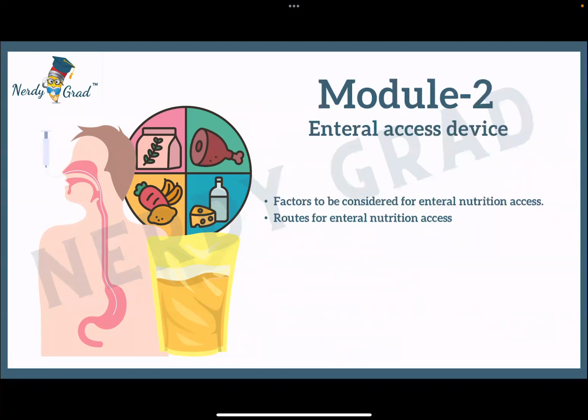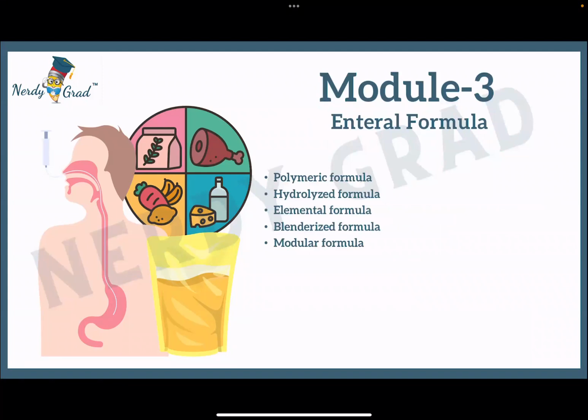In Module 2, we will look into enteral access devices. In this module, we'll cover factors to be considered for enteral nutrition access and what the routes for enteral nutrition access are. Module 3 is on enteral formulas, in which we'll look into what is polymeric, hydrolyzed, elemental, blenderized, and modular formula.